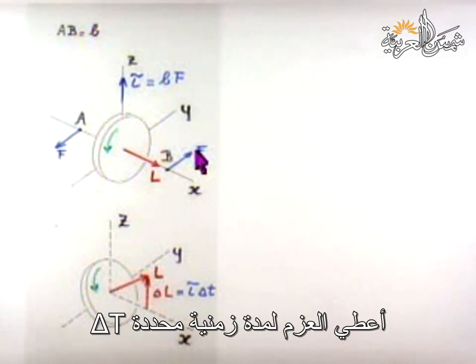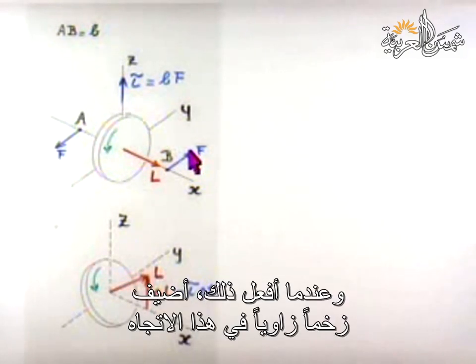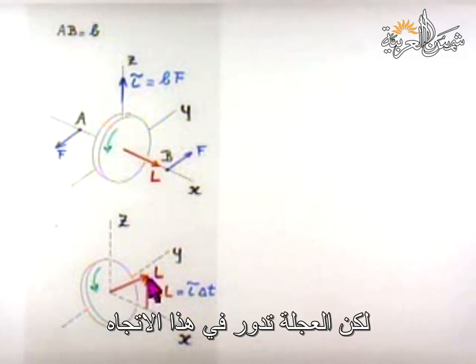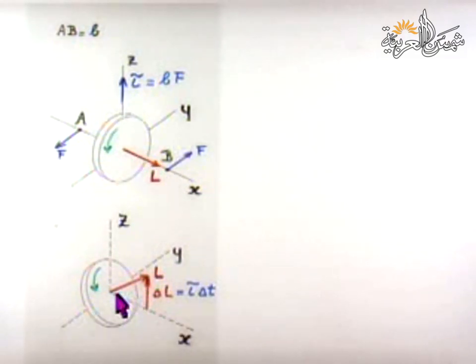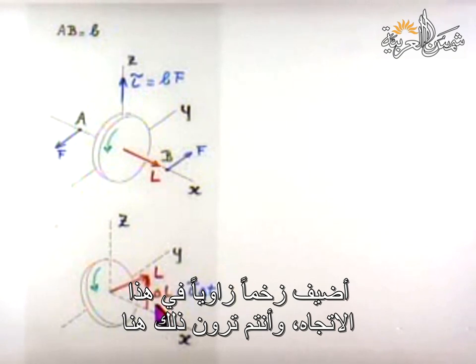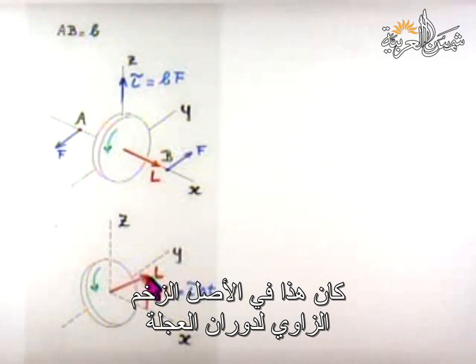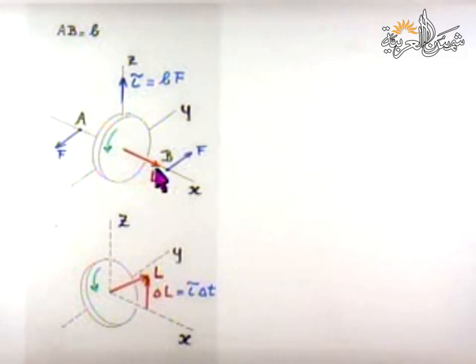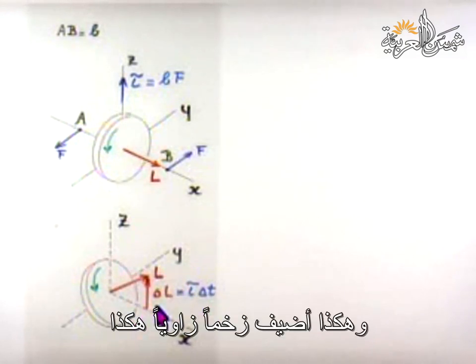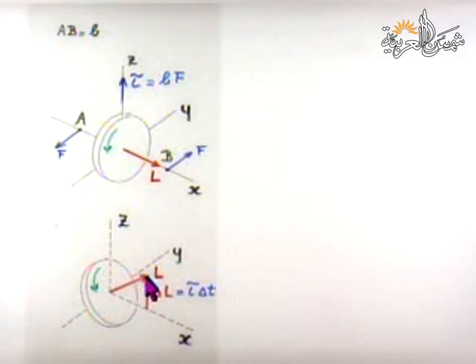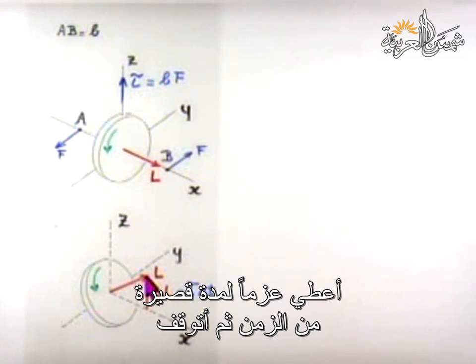I apply a torque for a certain amount of time, delta t. When I do that, I add angular momentum in this direction. But the wheel was spinning in this direction, you see it, and so the angular momentum of spin of the wheel is in this direction. I add angular momentum in this direction, and you see that here. So this was originally the spin angular momentum of the wheel. I torque for a time delta t, and so I add angular momentum like this. And then I stop. So I only torque for a short amount of time and I stop.